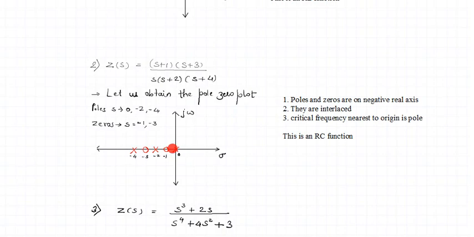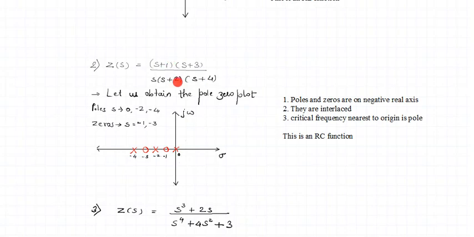With this, we'll now identify whether this function belongs to RL, RC or LC. What we know is, if the poles and zeros are on the negative real axis, they either belong to RL or they belong to RC. This function does not belong to LC because for LC the poles and zeros must lie on the j omega axis. But in this case, the poles and zeros are lying on the negative real axis. Therefore, this function belongs to either RL or RC.